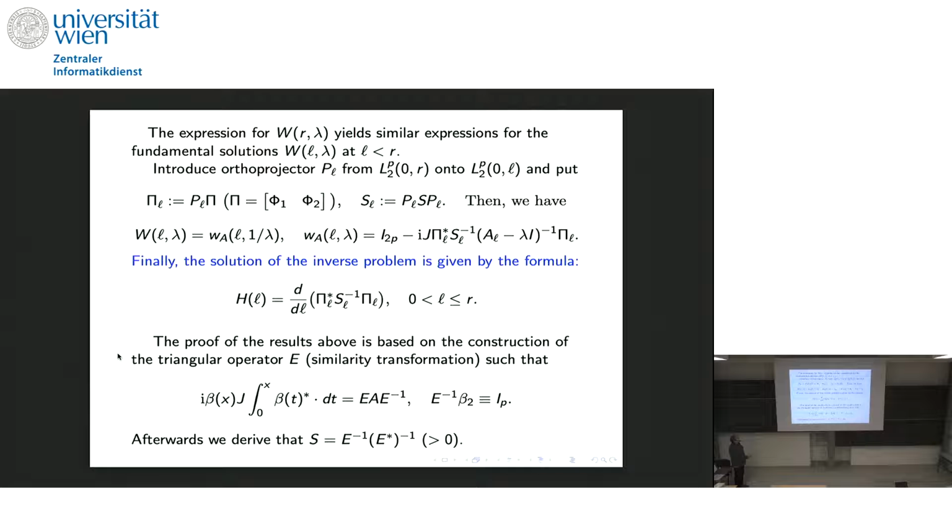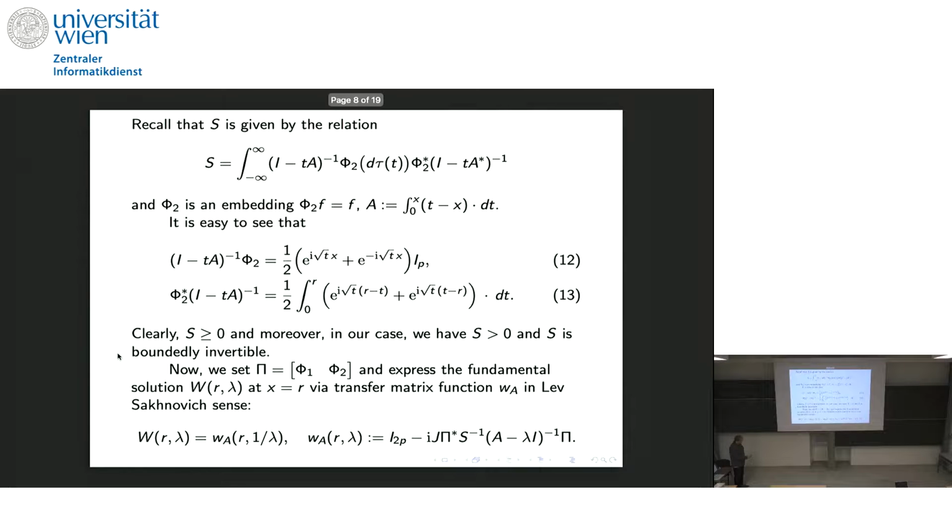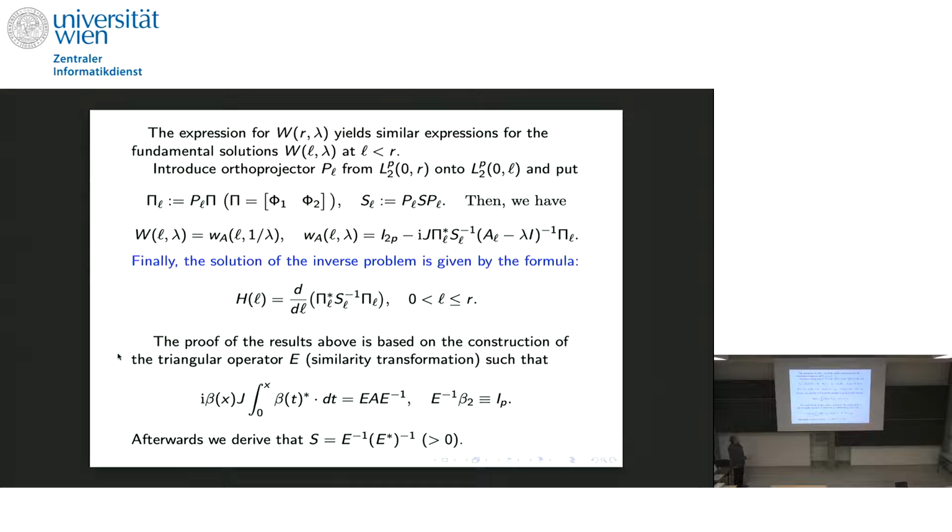This operator is similar to the operator A, and E is a similarity transformation. And we have also this condition, normalizing E. Afterwards, we derive in the proof that S is E to the power minus 1 times E adjoint to the power minus 1. So clearly, it is boundedly invertible.